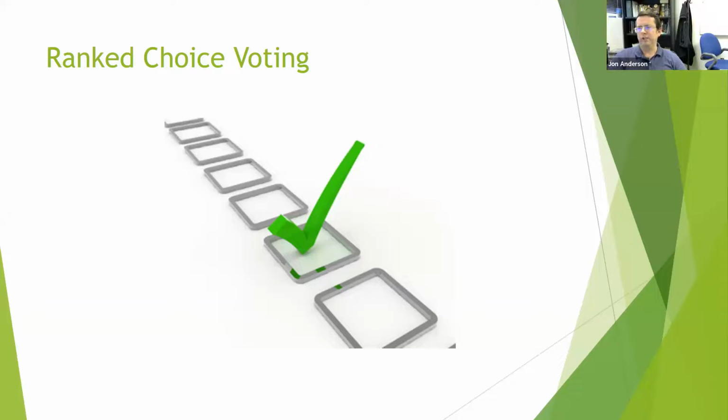You want to talk about what ranked choice voting is, what instant runoff is then? Yeah, so we'll do a brief rundown of that. Every voter ranks the candidates in the order they prefer them. Just like John said, first choice, second choice, third choice.